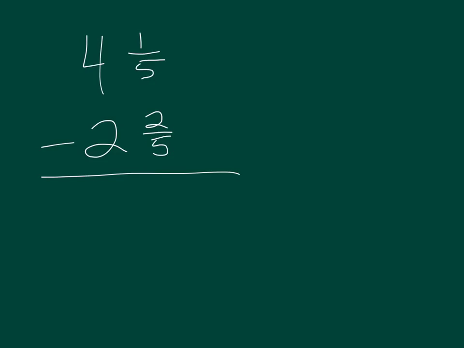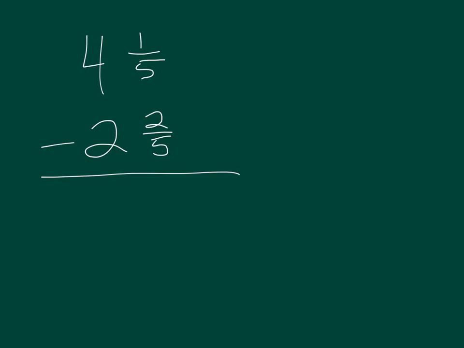Okay, welcome back. Let's go through the problem together. First step, rewrite the problem vertically. I already have done that. Second step, check your denominators, make sure they are the same. 5 and 5. Continuing on. Third step, subtract your numerators. Check the sign, it is subtraction. Subtract your numerators. 1 minus 2.